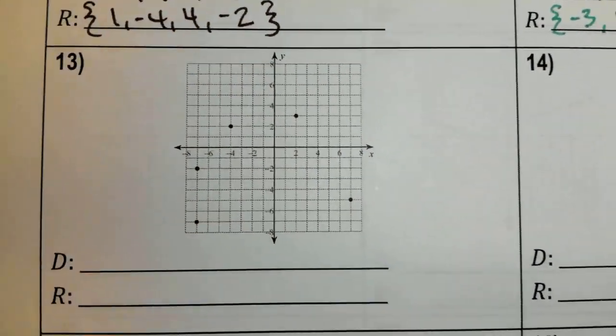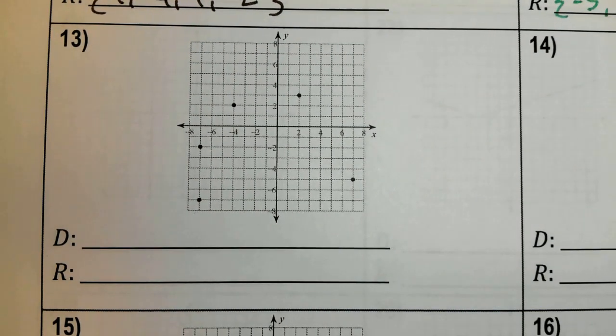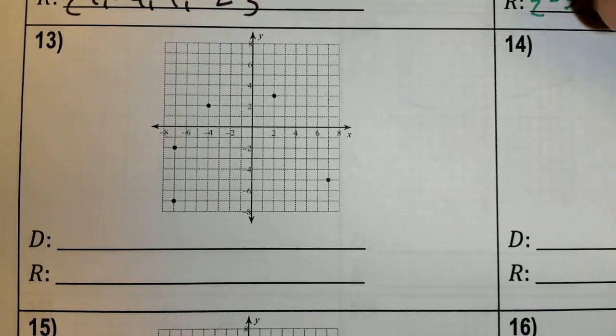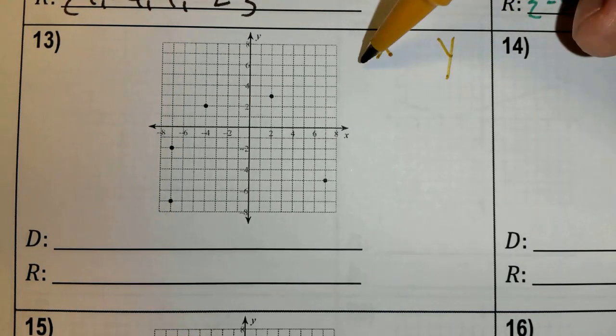And moving on to 13. Okay, again, I'm going to do the table 2 more times. After that, I'm not going to do it anymore. So I have X, Y.